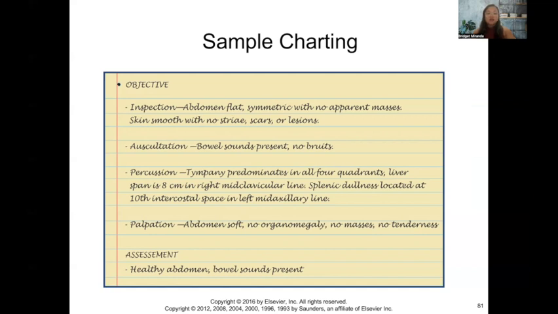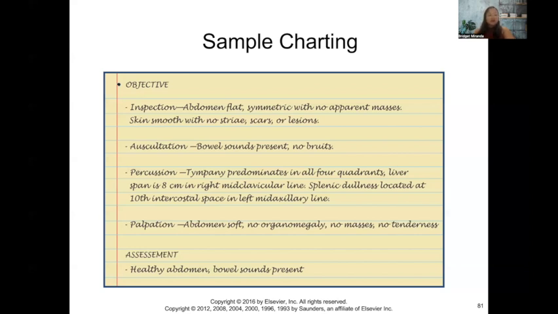Percussion, tympany predominates the 4 quadrants. The liver span is about 8 centimeters, right midclavicular line. You note splenic dullness at the 10th intercostal space, left midclavicular line. So you can leave those 2 things out if you're not going to test or try to examine the liver span or the splenic dullness. But at minimum, you want to address that you have percussed and what sound predominates in the 4 quadrants. And it may not be tympany in your case. It could be dullness. If there are areas of dullness that are not expected over the liver and the spleen, you want to describe where that dullness is appreciated.